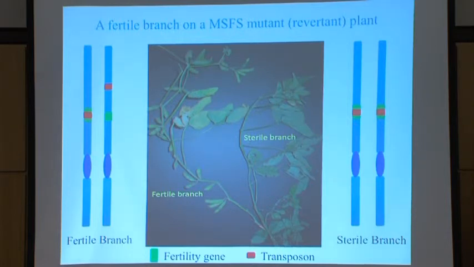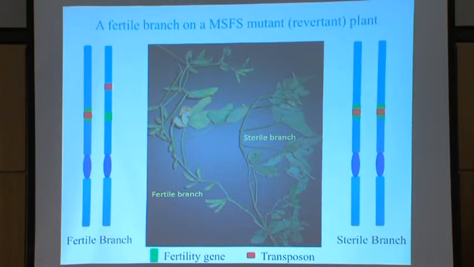But when the branch was forming, there was this bud present which was going to grow into this branch. In that bud, in one of the chromosomes, this transposable element jumped out. When it jumped out, this gene is intact, and that made this branch of the plant fertile. Although the other copy was broken, one copy of the gene is enough to make it fertile.